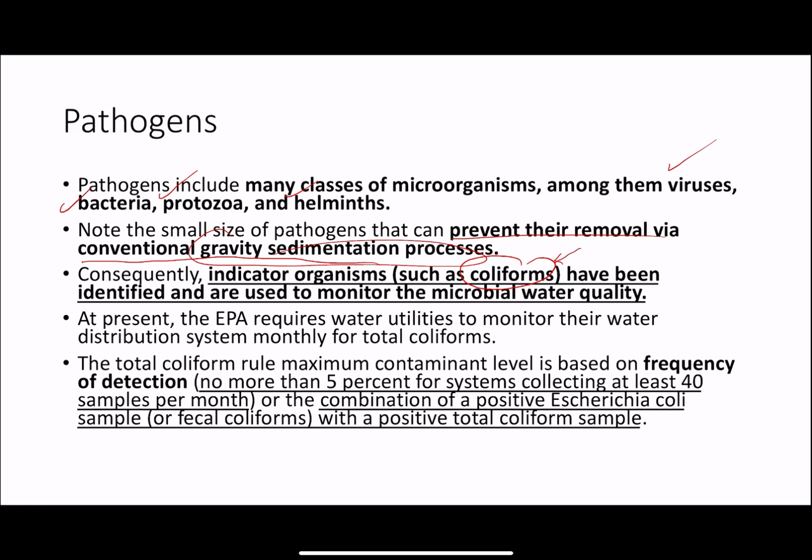At present, the EPA requires water utilities to monitor their water distribution system monthly for total coliform. Okay? The total coliform rule maximum contaminant level is based on frequency of detection. How many times? No more than, look at the regulation: no more than 5% for systems collecting at least 40 samples per month, or a combination of a positive E. coli sample or fecal coliform with a positive total coliform sample. This is the regulation by the EPA.